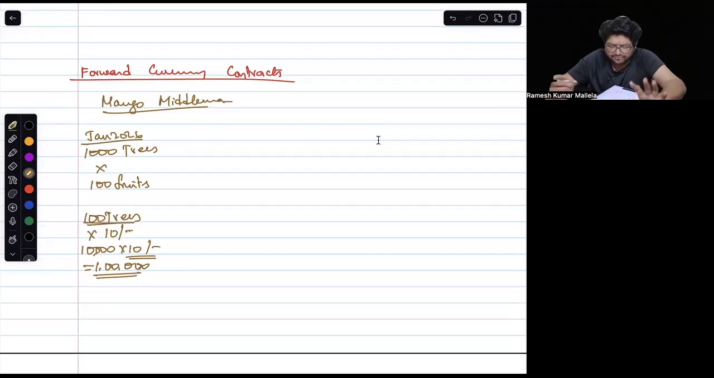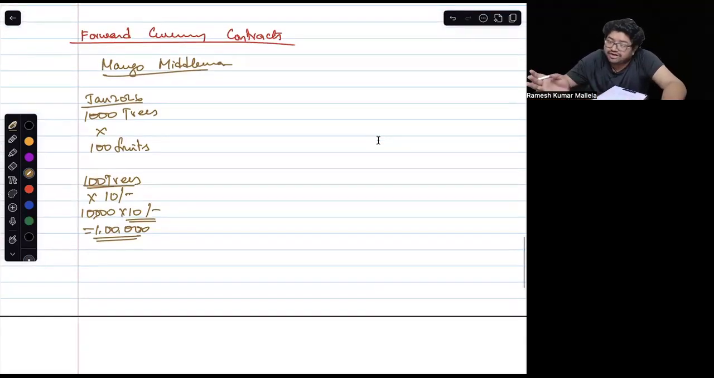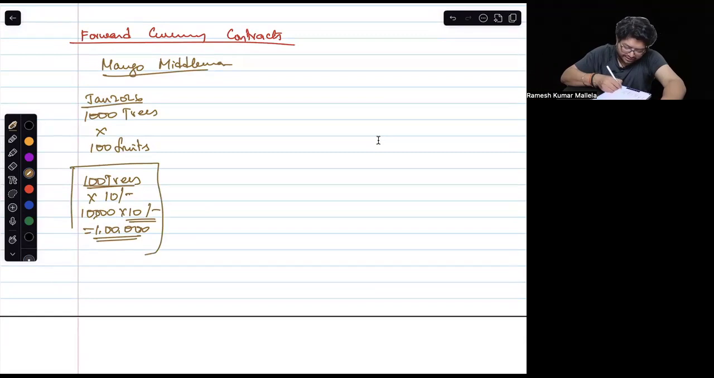Just an assumption. Okay, rather than waiting 4 months, he gets 1 lakh today itself, even without fruit in hand. So he sold 100 trees to me and said, fine sir, when the crop comes I will tell you, you send your person, I will give you the load. And he has agreed. Is it clear till here?